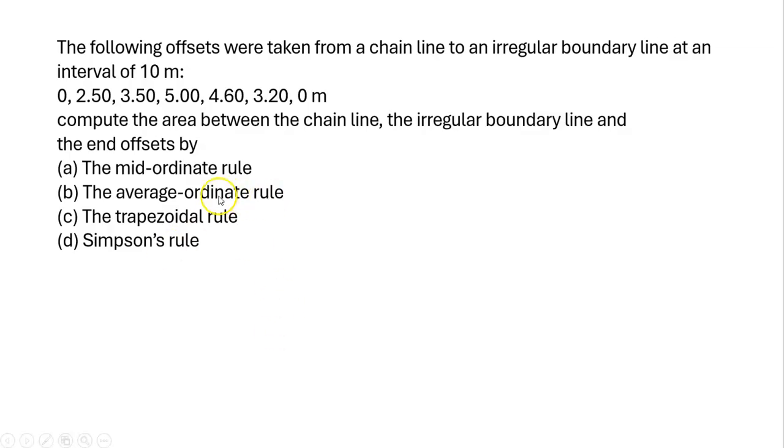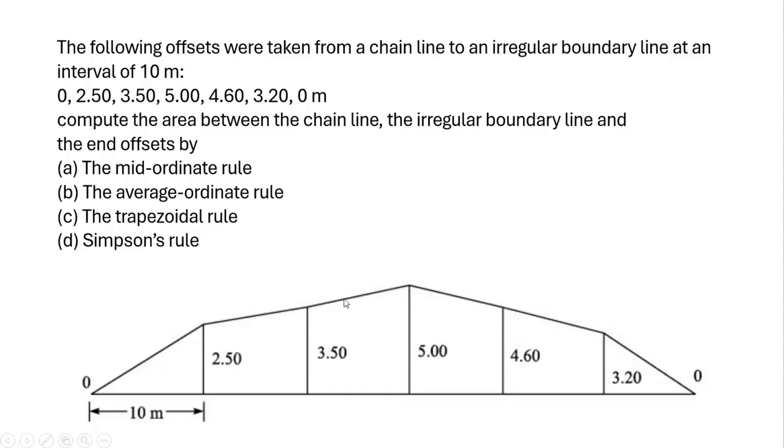The average ordinate method makes use of calculating the average of the ordinates given. We are supposed to calculate the mid-ordinates from the given offsets in the mid-ordinate rule. The trapezoidal rule and Simpson's rule have a pattern to be used, and they have their own advantages and limitations too. Let's look into the plot of the given data.